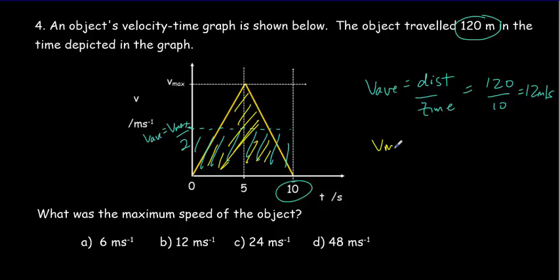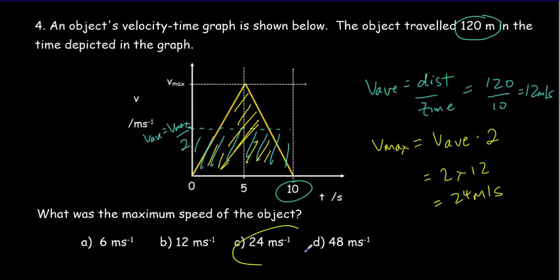So that V max is just going to be equal to V average times 2. So 2 times 12 would give 24 meters per second. And so the correct answer here would be C.